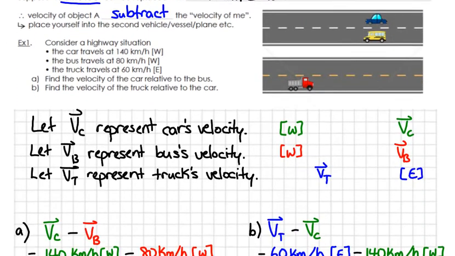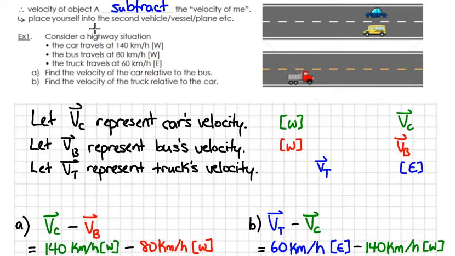Okay, example number 1. Consider a highway situation. You have a car, a bus, and a truck. So here's your car, your bus, and your truck, and I've given them variables for each of the vehicle's velocities. I'd like to draw some of their vectors over here, and I've made them all pretty with different colors. That's how we're going to keep track of them.